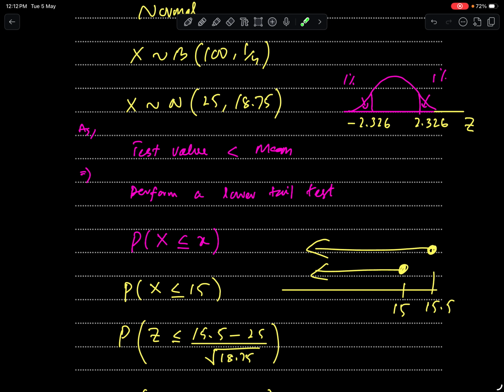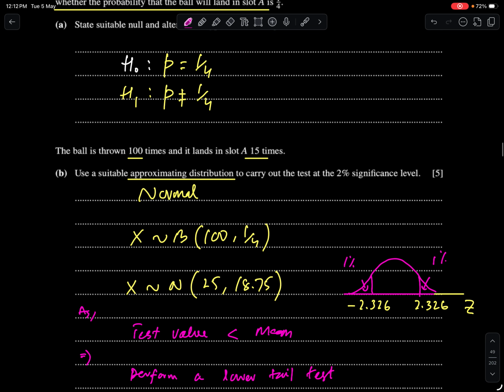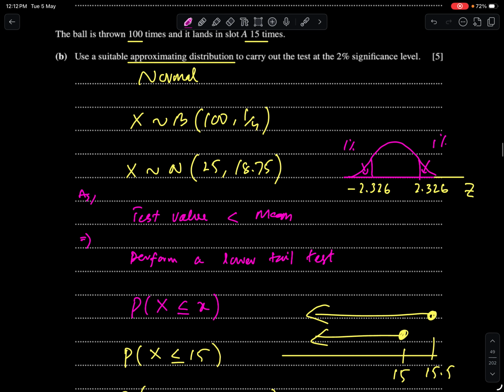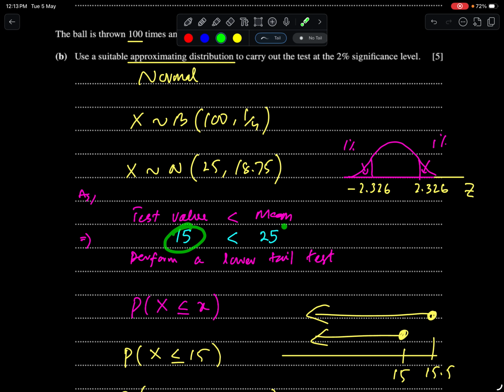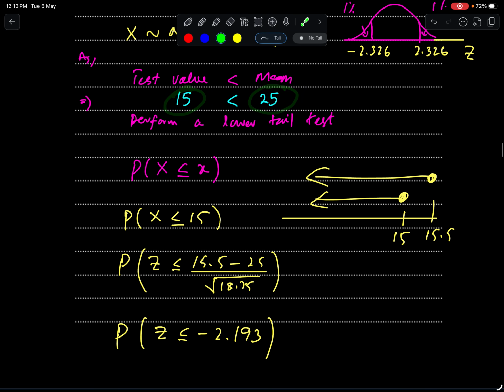Now observe the test value and mean. The test value is 15. In a two-tailed test, you need to observe the test value in the normal distribution, and the mean is 25. Since the test value is less than the mean, perform a lower tail test. Do this.